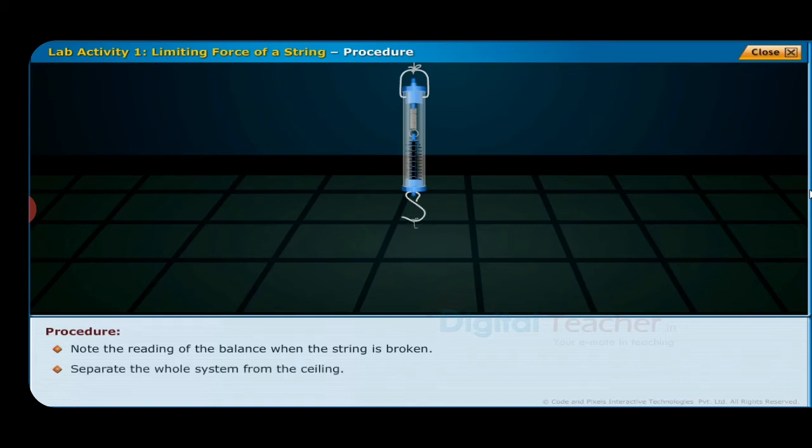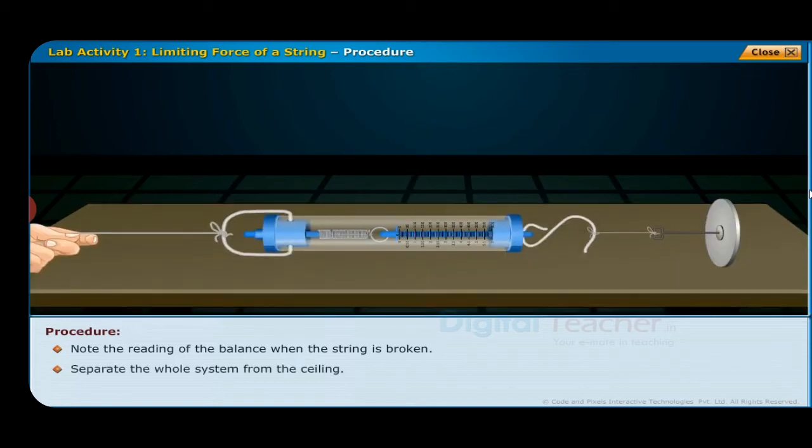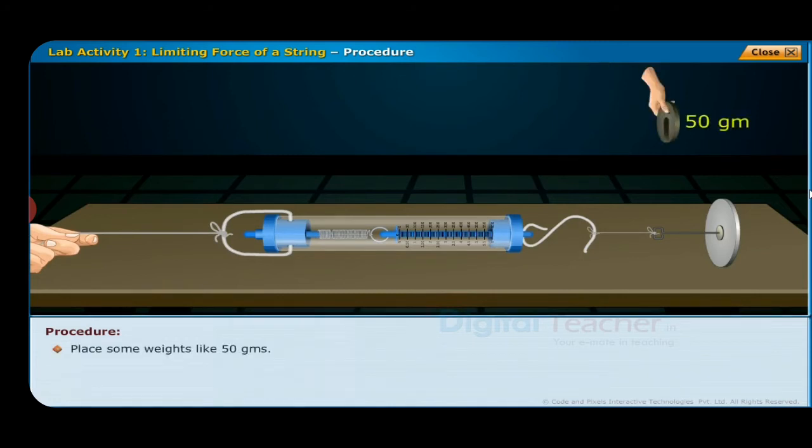Separate the whole system from the ceiling. Now take another string and tie its one end to the weight hanger and the other end to the spring balance. Place some weights, like 50 grams.